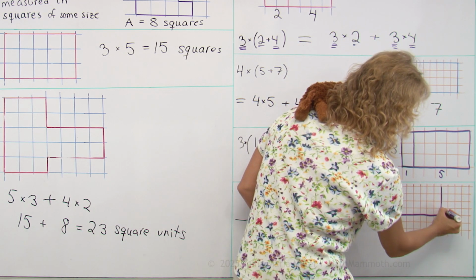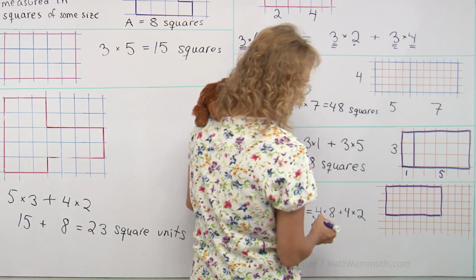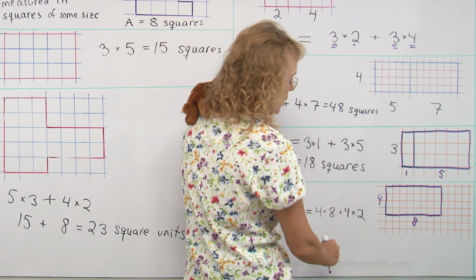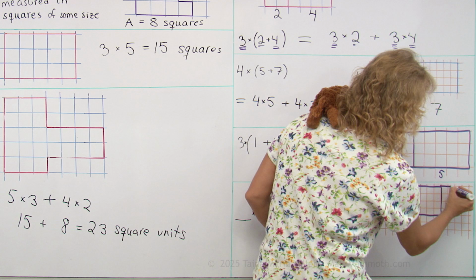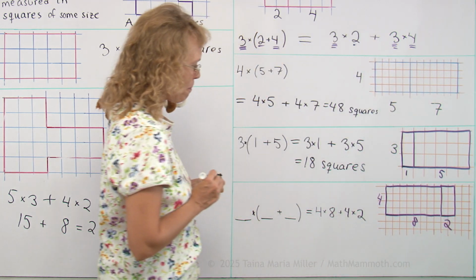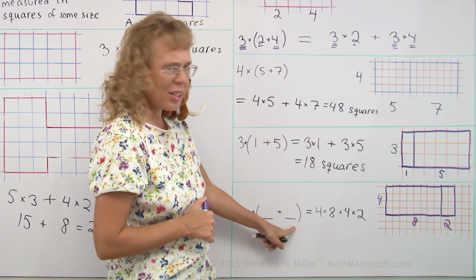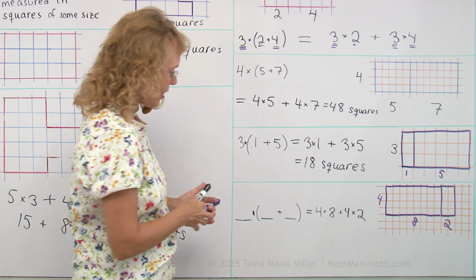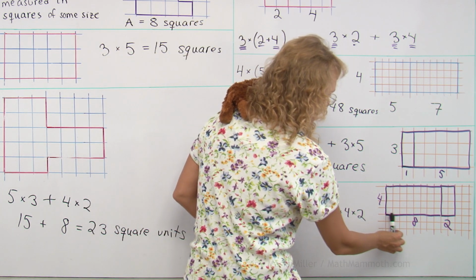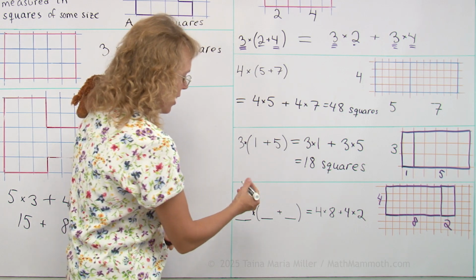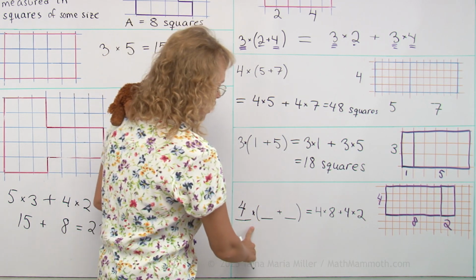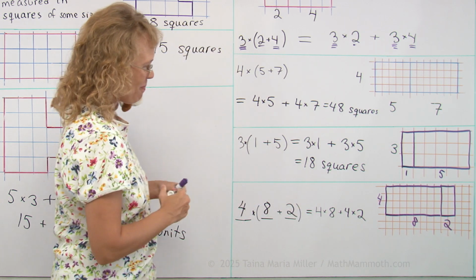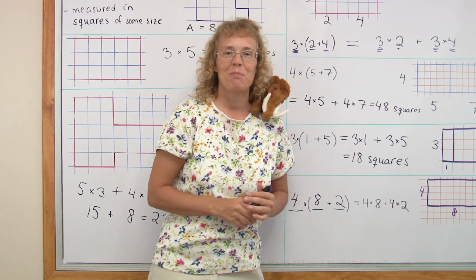Okay? That's my 4 by 8. And then attached to that on its side would be a 4 by 2 rectangle. 4 and 2. Like that. Then what numbers do we put here? This is the area of the whole big rectangle, right? This one here, which is 4 by 10. But we're going to write it as 4 times, and then this is the sum of 8 and 2, 8 plus 2, right? Did you get that? Good job. We're all done with this lesson.